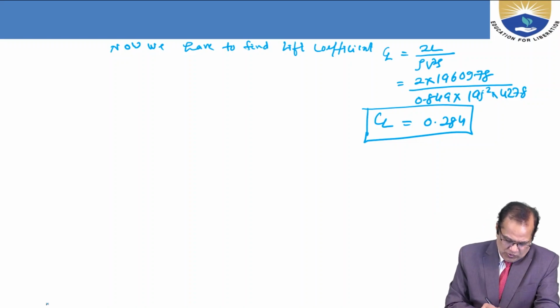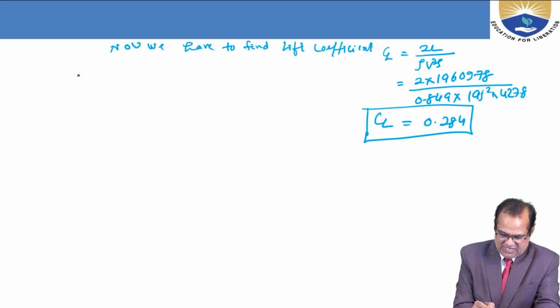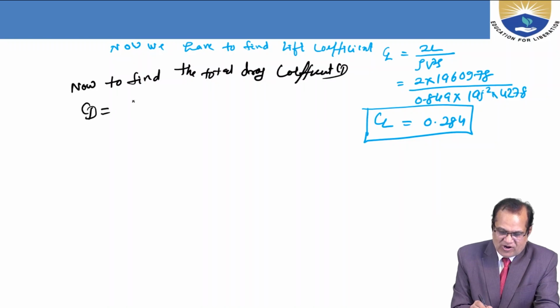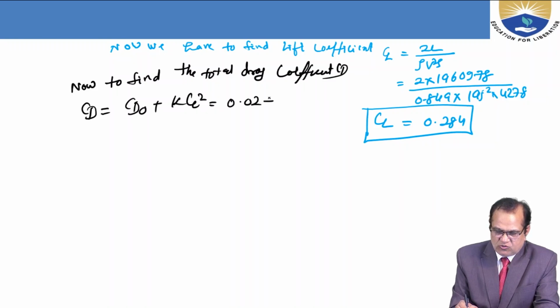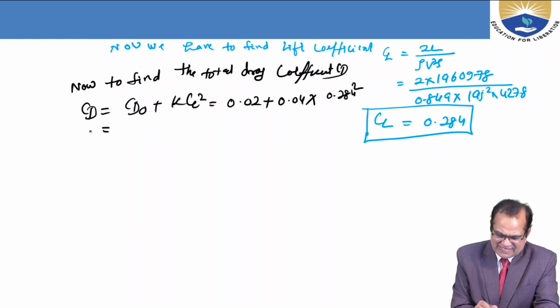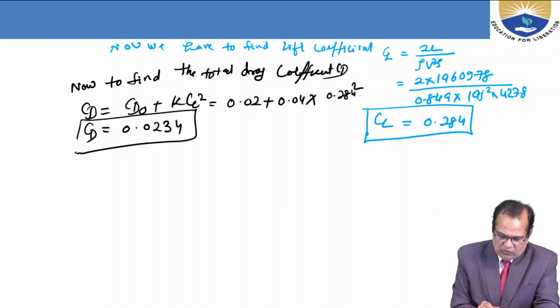From this we have to get now CD. Now to find the total drag coefficient of CD, and we know that CD is equal to drag polar CD naught plus K CL square. CD naught is 0.02 plus 0.04 K into CL is 0.842 square. So you will get CD is equal to 0.0234. So we got the CD.